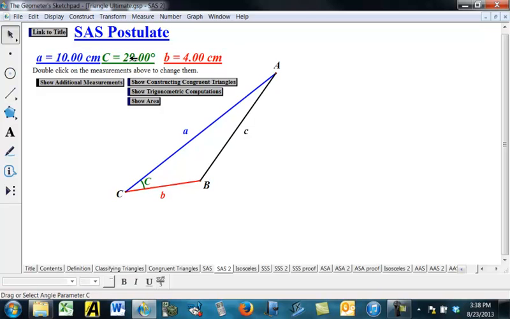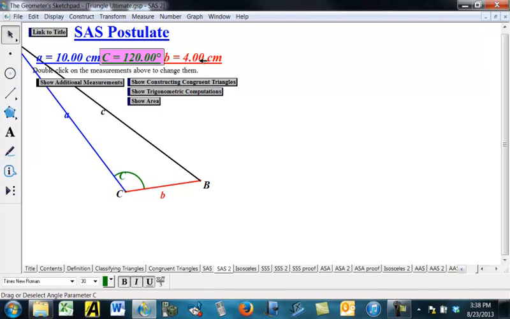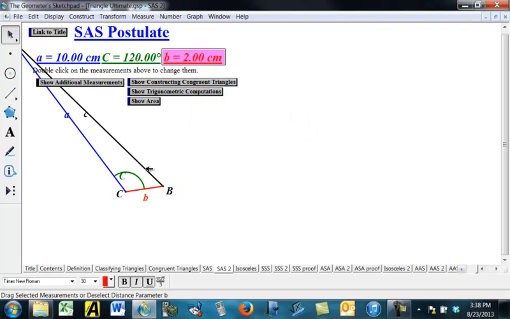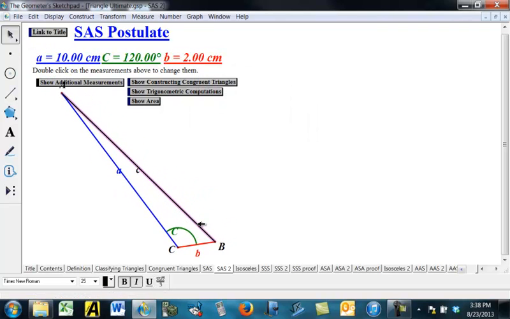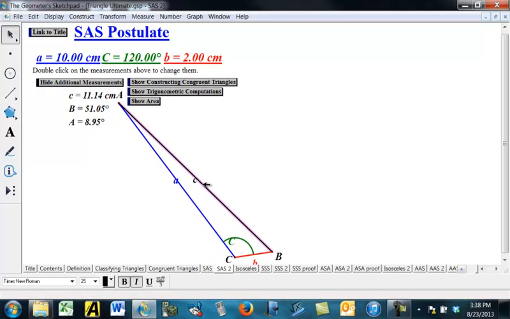And let's say we wanted, how about an obtuse angle this time? How about 120 degrees? And then let's go shorter here. Let's go 2 centimeters here. And this draws the triangle with those lengths. And if you click on this, it'll show you the measurements of the other side.